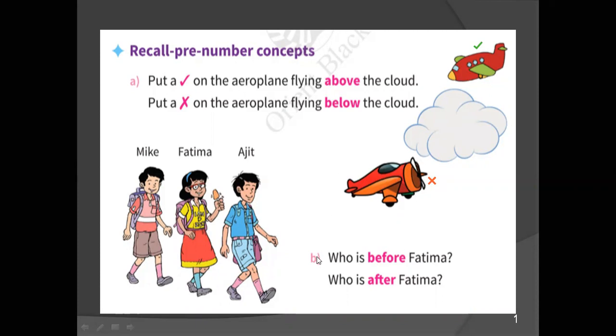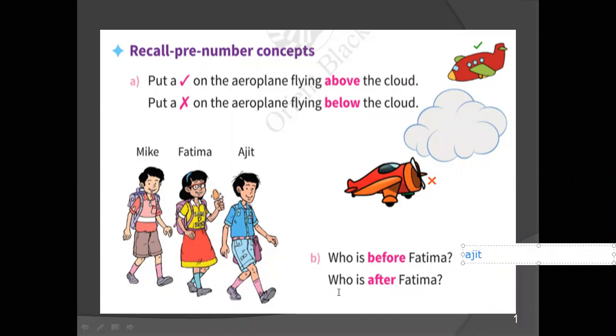Okay, next. I will move on to the next. B. Who is before Fatima? Who is after Fatima? Before means in front of. After means behind Fatima. M-I-K-E is Mike. Fatima is Fatima. Ajit is Ajit. Yes. Now, who is before Fatima? Ajit. We will write. Yes, you can take your pencils and write now. Ajit. Yes, Ajit is before Fatima.